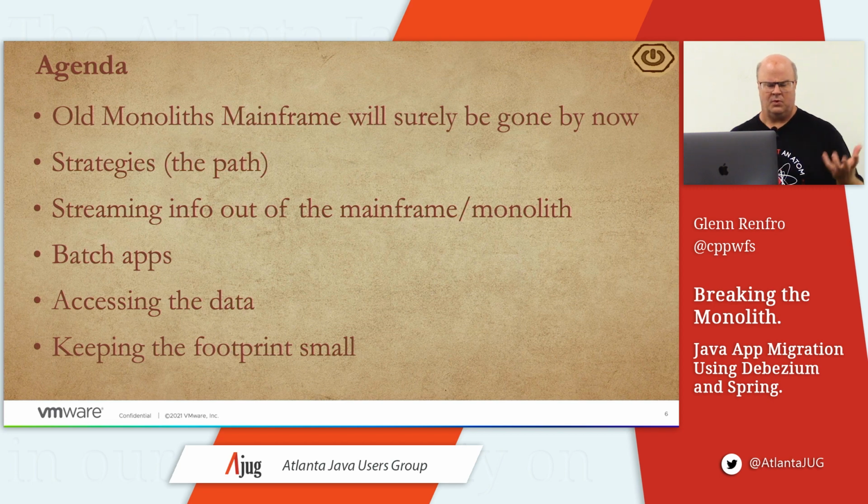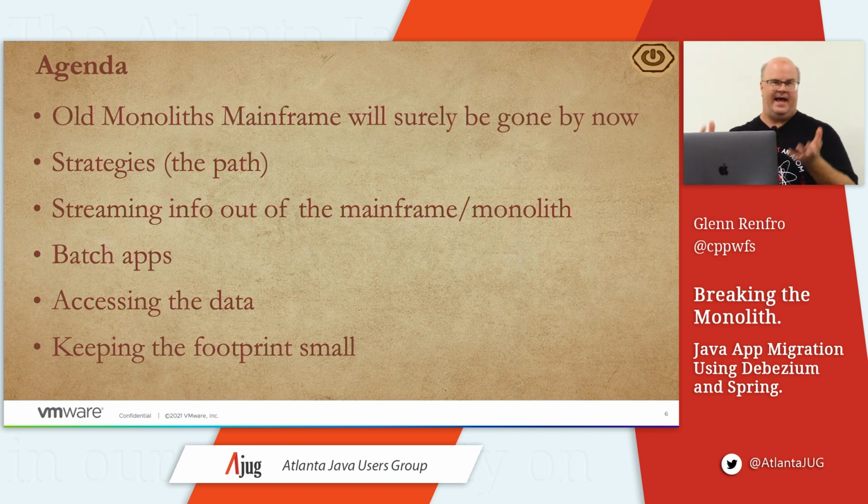So we're going to discuss, when it's time to move to the cloud, how we can pull those out. Again, the strategies. One of the strategies we're going to talk about is streaming info out of those mainframes and monoliths onto our cloud platform. How can we do that? Since I work on the batch side of things, we're going to certainly talk about migrating some batch apps. But also we're going to talk about that now that we've moved this data off from the monolith into a place that we can take action on it.